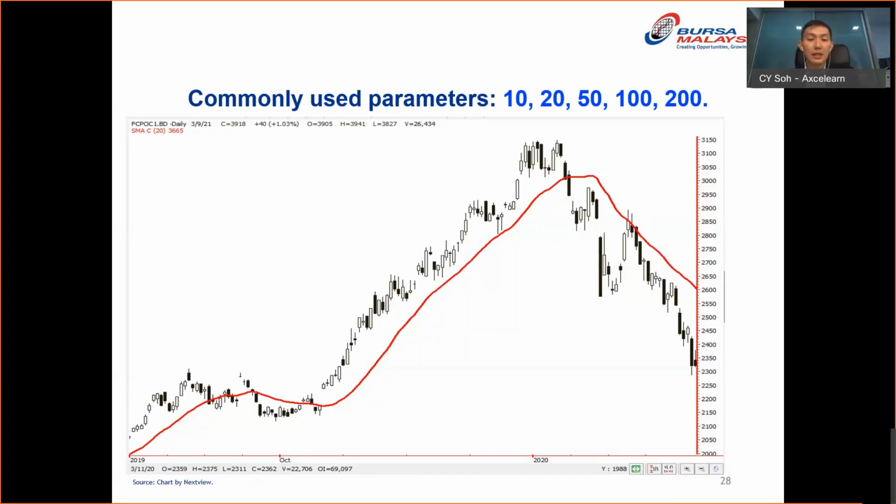But generally, if you do not know where to start, these are quite commonly used parameters that you can use to kickstart your futures trading. Because today I don't have the time, and you actually need to backtest all of these parameters to select which is the best moving average indicator for you to use. And of course, in future, if I have the opportunity, I will share more with you.